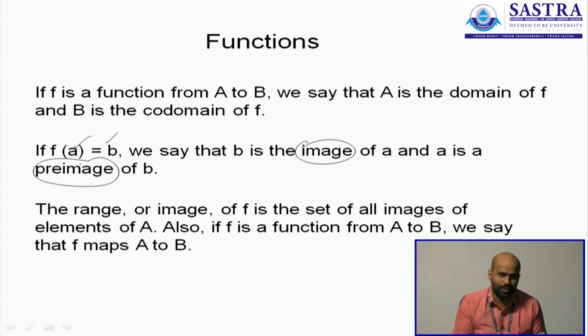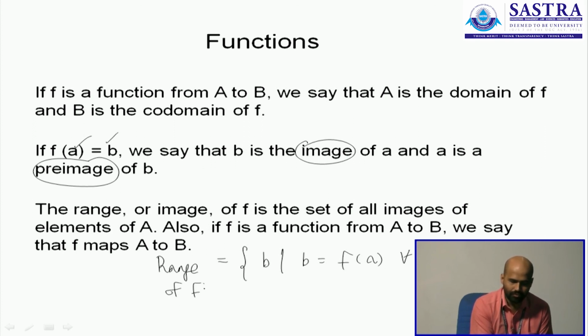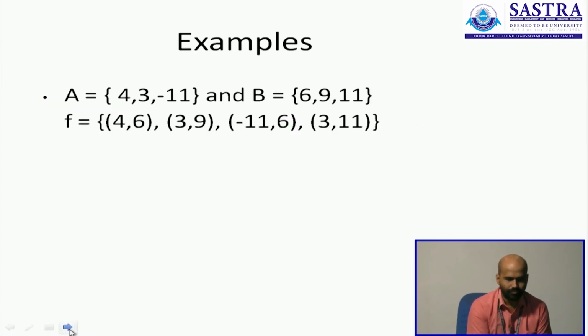These are basic notations for you to get familiarized with. The range or image of f is the set of all images of elements of A. So I put together all elements b such that b is f of a for all a belonging to A, and this is what you call the range of f. We'll have a look at a few examples for you to get familiarized.